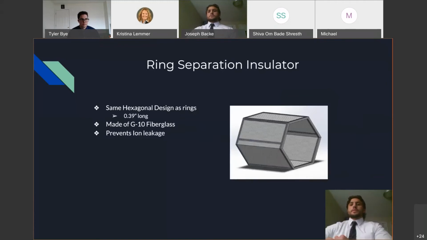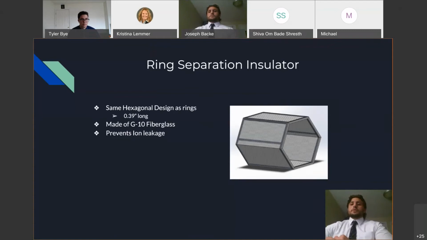Next is the ring separation insulator. The ring separation insulator is designed identical to the dimensions of the outside hexagonal dimensions of the ring. Each insulator is identical to the other for manufacturing purposes and construction simplicity. The insulation ring is designed as 6 separate rectangular members that cover each ring end completely to avoid current leakage between separate partitions.